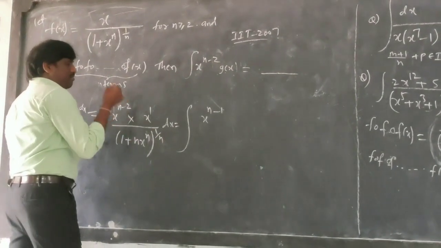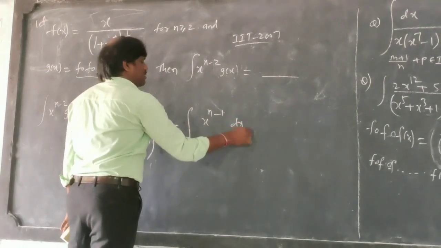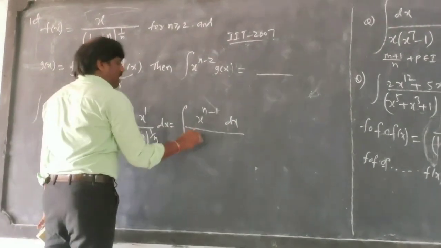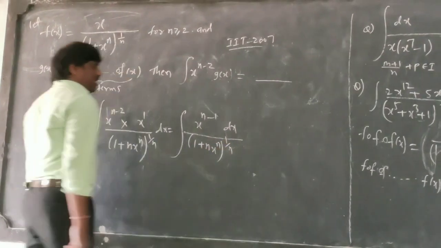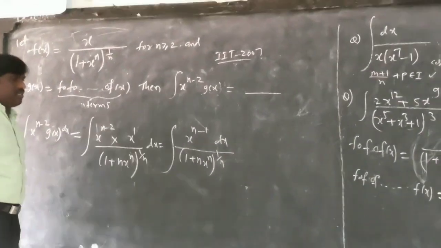So bases are equal, power must be added. That is dx upon, I get as (1 plus x^n)^(1/n). Now you have to integrate this one.